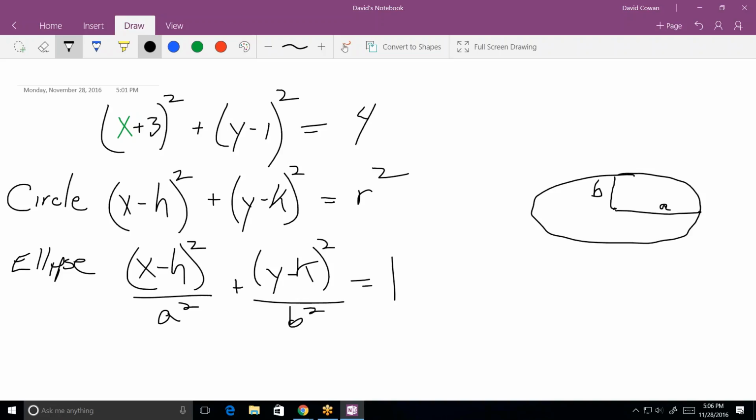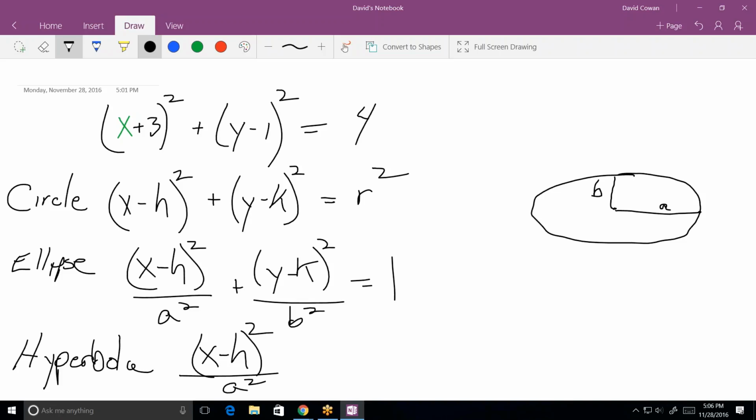As long as we're at it, let's talk about a hyperbola, which is also somewhat similar. The only difference between a hyperbola and an ellipse is there's a negative sign between the two. Also equal to 1.